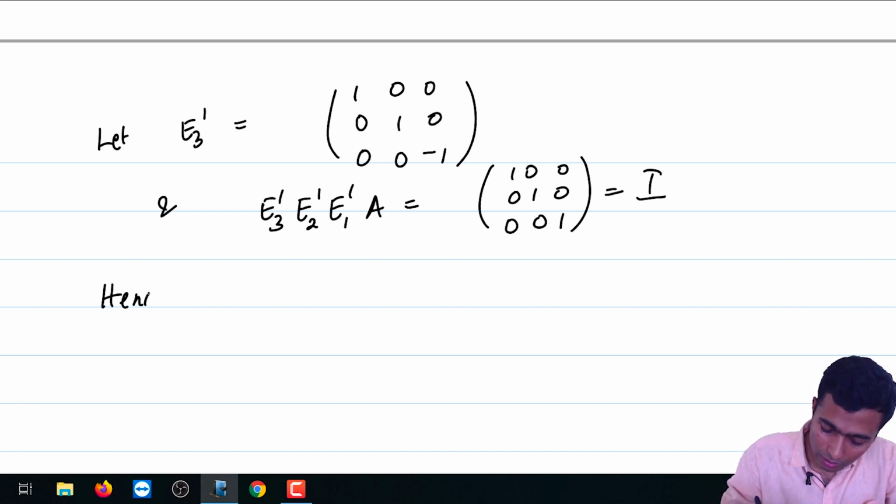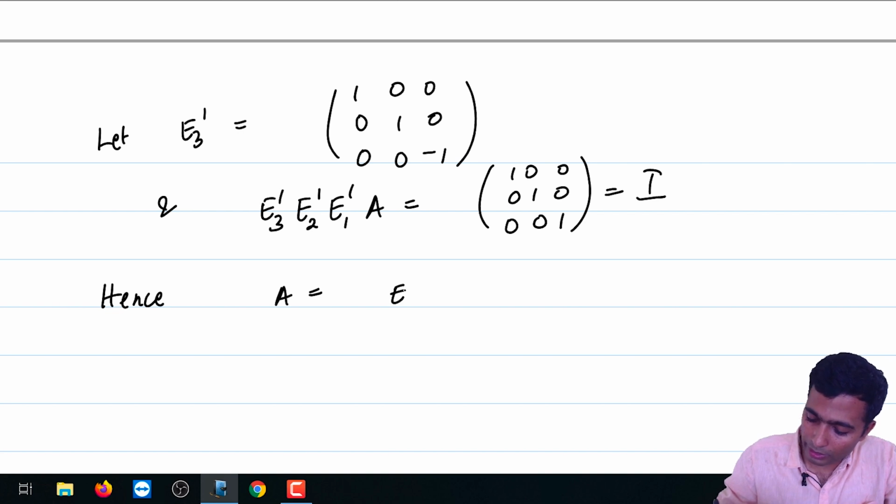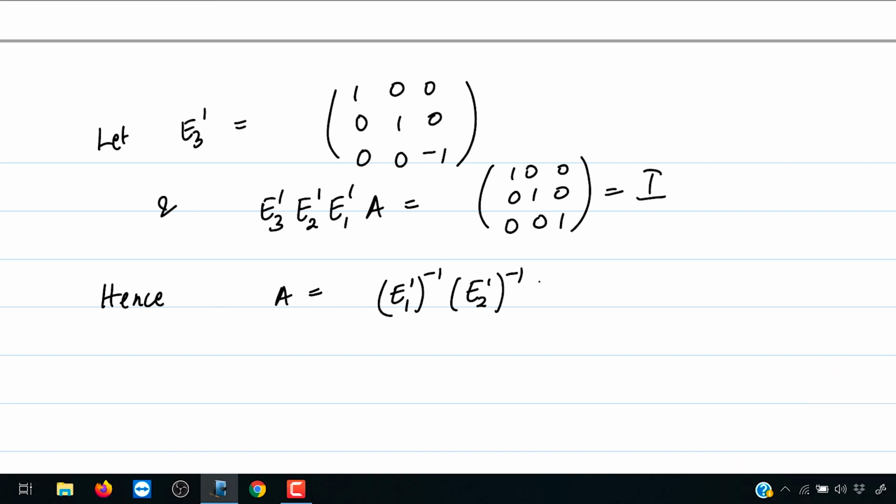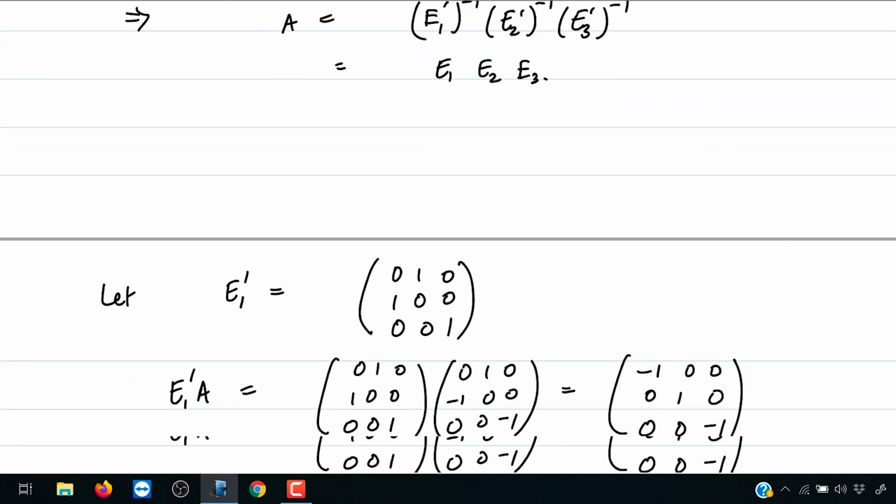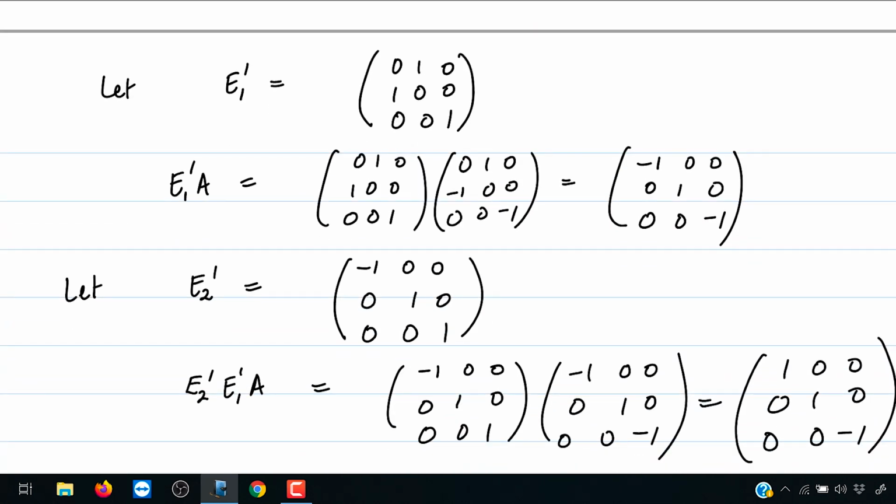Hence A is nothing but E1 prime inverse, E2 prime inverse and E3 prime inverse, which is quite straightforward to compute. Let's look at what E1 prime was, I'll put it in green here. This implies E1 prime inverse is the same matrix.